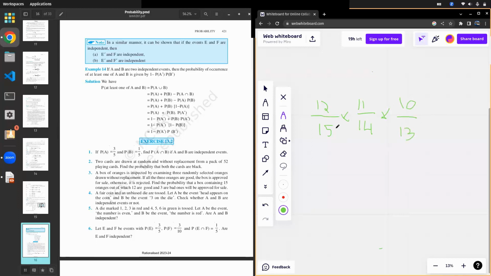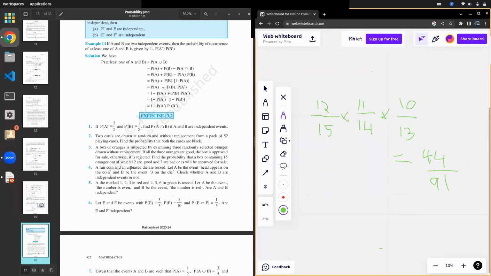So this is the probability such that the first three picks are good ones, and if the box is approved for sale, then all these oranges should be good. So the required probability is simply the product of these. And by calculating this, we will get the answer as 44/91 after cancelling common terms and rearranging. So then we will go to the next question.